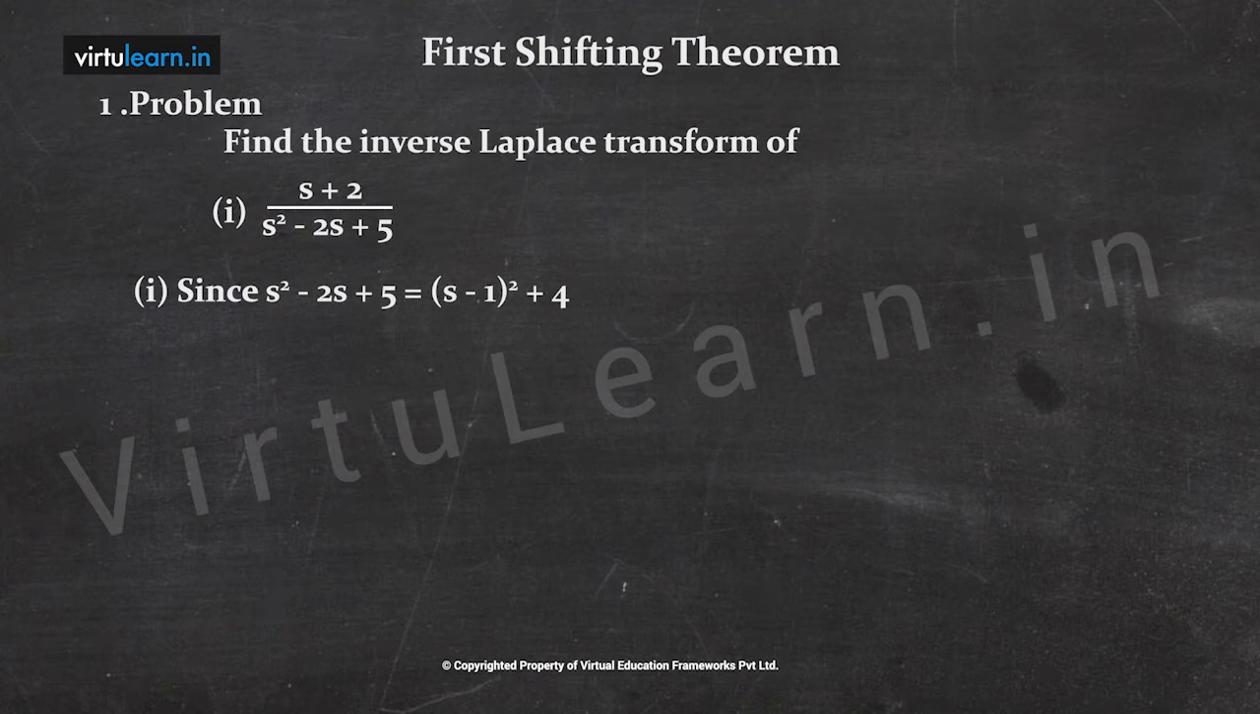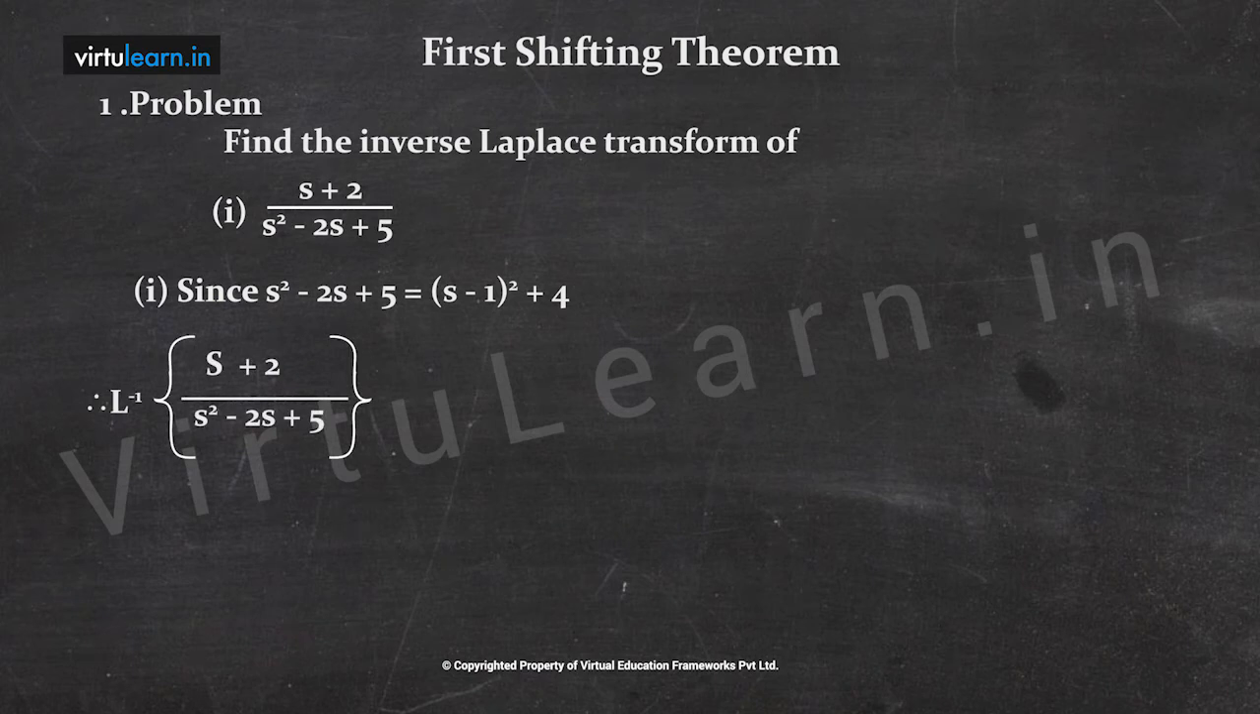The numerator part is s plus 2. Then L inverse of (s plus 2) by (s square minus 2s plus 5). Since s square minus 2s is available, you can write (s minus 1) whole square, according to the middle term. S square minus 2s plus 5 can be written as (s minus 1) whole square plus 4. Already I did it here at first.